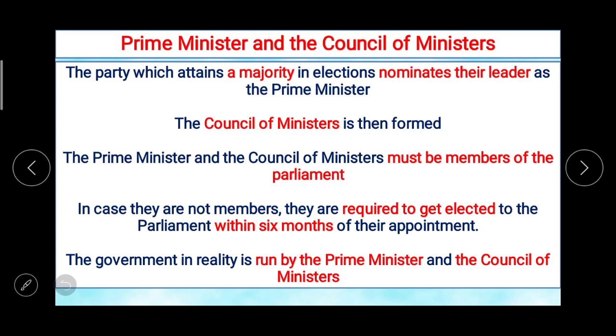The party which attains a majority in elections nominates their leader as the Prime Minister. जिस भी पार्टी को बहुमत मिला है, मेजॉरिटी मिला है, वो अपने चुनकर आए हुए मेंबर्स में से एक को उनका लीडर घोषित करती है, जिसे प्राइम मिनिस्टर उन्हें बनाना होता है. And then the council of ministers is formed after the prime minister. The prime minister and the council of ministers must be members of the parliament, and in case they are not members, they are required to get elected to the parliament within 6 months of their appointment.